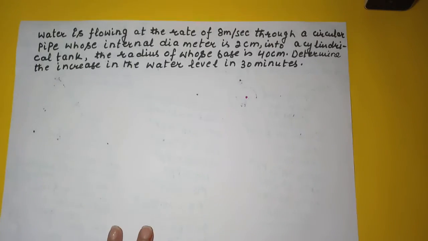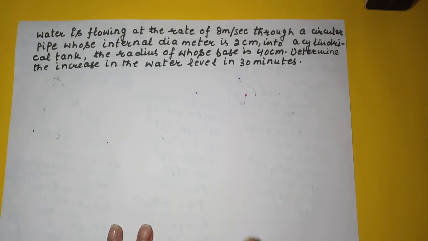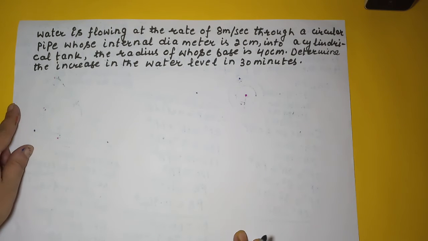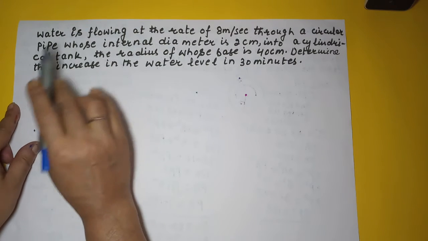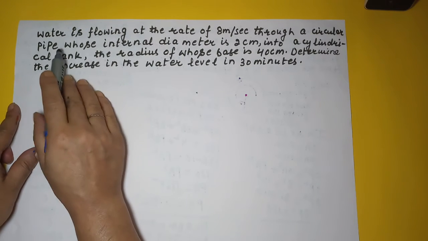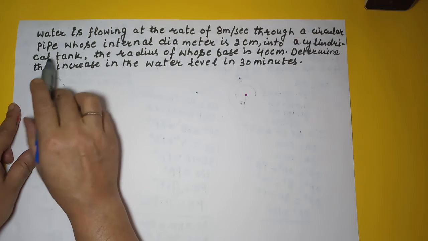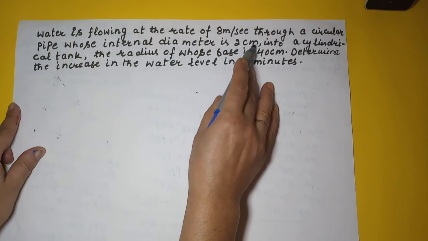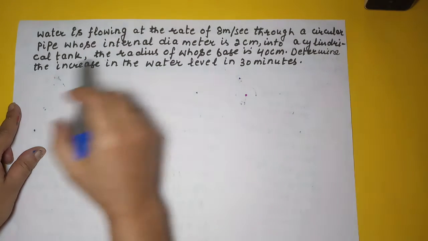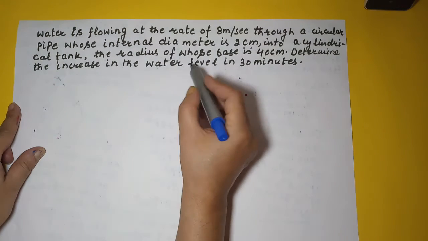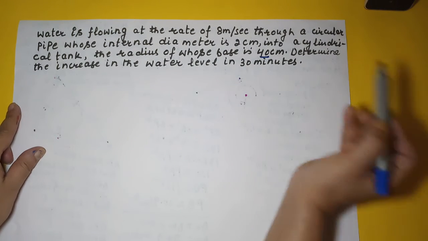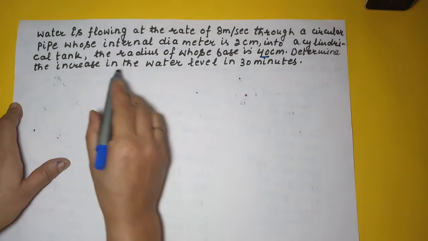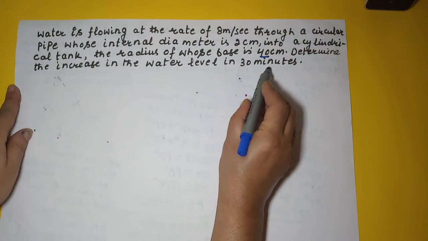Okay. Now one more. He's saying that water is flowing at the rate of 8 meters per second through a circular pipe. It's almost similar to the previous one. Whose internal diameter is 2 centimeters into a cylindrical tank, the radius of whose base is 40 centimeters. Determine the increase in the water level in 30 minutes.